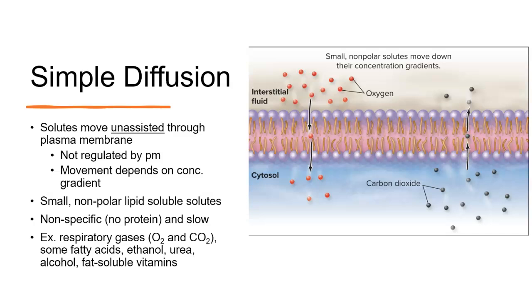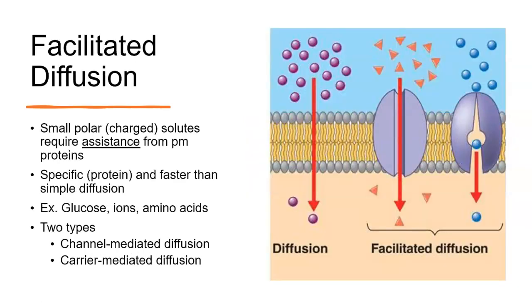It's non-specific, so we don't have to have a specific protein to allow it to get in. It's a slow process, and it slows even more as it reaches closer and closer to equilibrium. This is how our respiratory gases, such as oxygen and CO2, some of the fatty acids, ethanol, urea, alcohol, and fat-soluble vitamins move across the cell membrane.